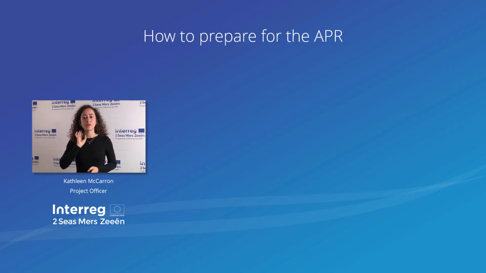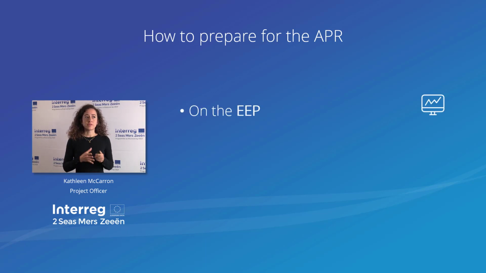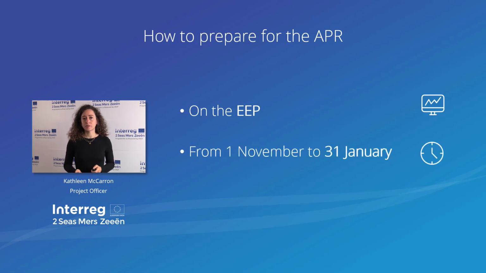So how to prepare for your annual progress report. First, you need to know that everything will be done online through our EEP, the Electronic Exchange Platform. There is a specific module that is available as from the 1st of November, and your annual progress report must be submitted by the 31st of January each year. If you're planning on submitting a financial claim in January, make sure that you submit this financial claim before you submit your annual progress report.